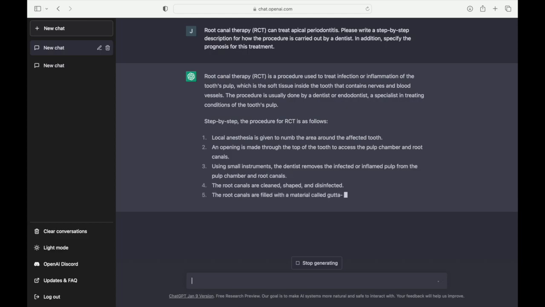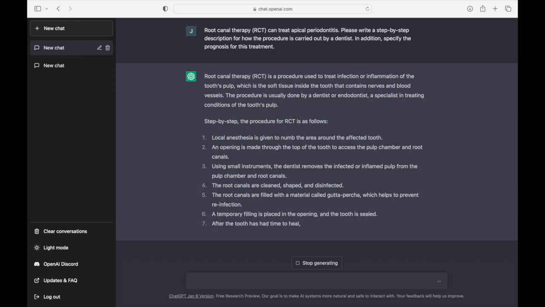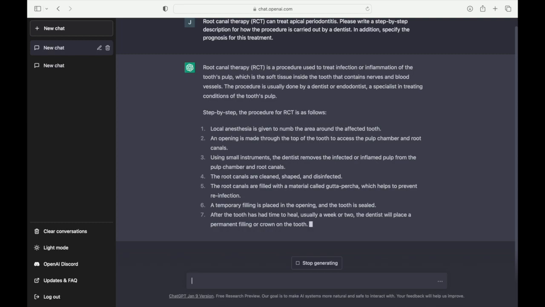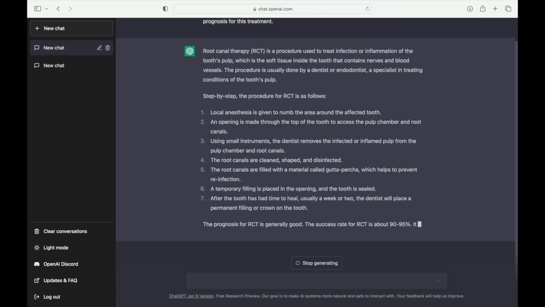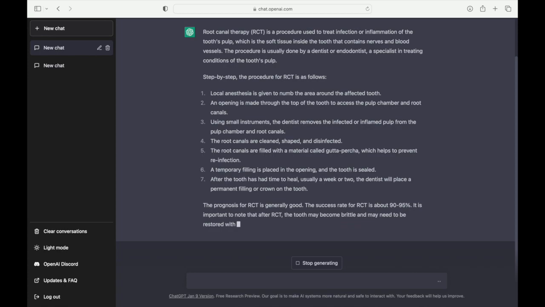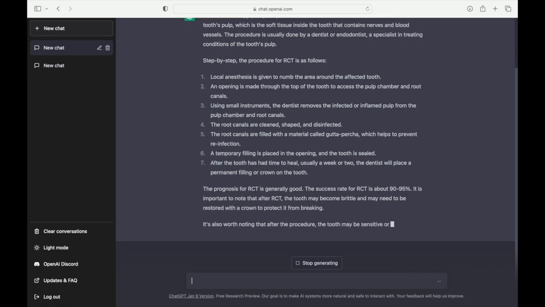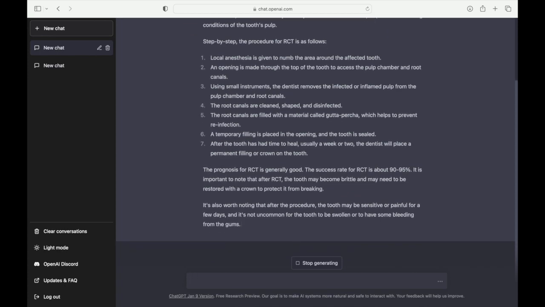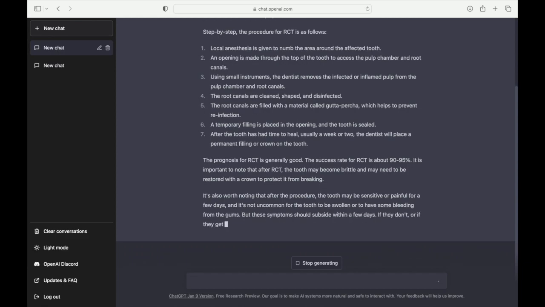Right, so it gave us an introductory paragraph, which, if I'm going to be honest, is quite broad. I asked it to hone in on apical periodontitis, and yet it's telling me that RCT can be used to treat pulpitis, that is to say an inflammation of the tooth's pulp, which is redundant information. But hey, it's an introductory paragraph. It's okay that it's broad. Nothing in there is factually inaccurate, so I think I can let it slide. Let's get on to the step-by-step and have a look what it says.